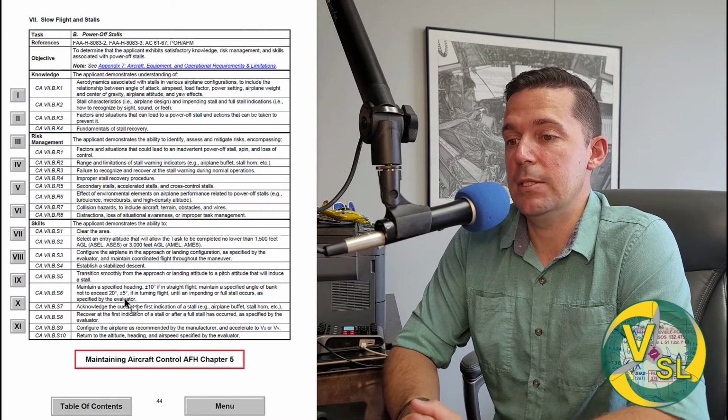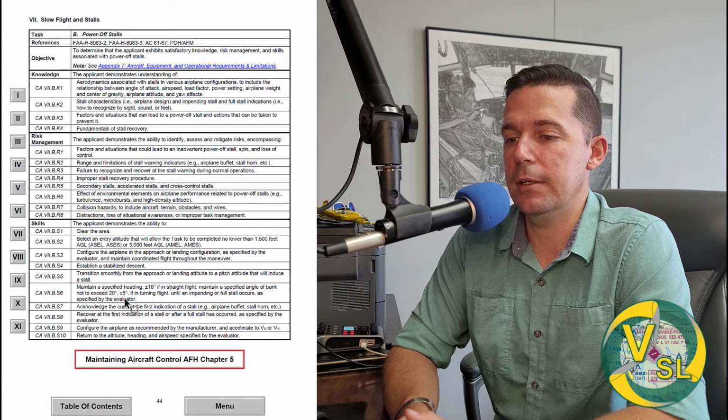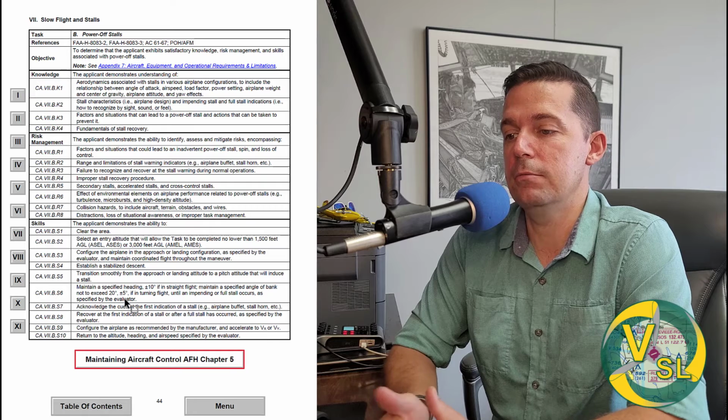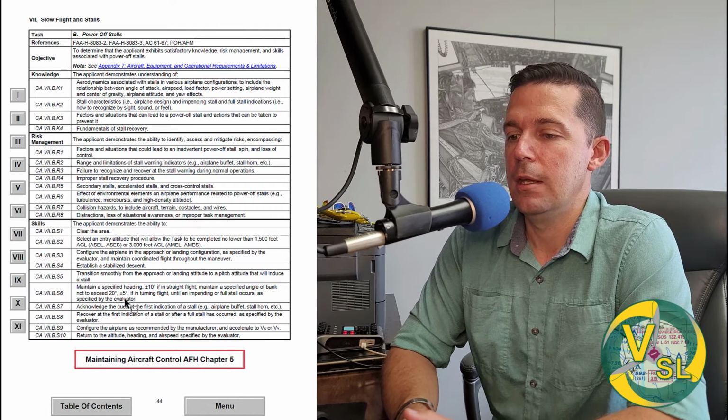Task B is power off stalls. We have 10 skills here. Skill 1, clear the area. Skill 2, select an entry altitude, same as before, 1,500 feet for single or 3,000 feet for multi. Skill 3, configure the airplane in approach or landing configuration as specified by the evaluator, and maintain coordinated flight throughout the maneuver.